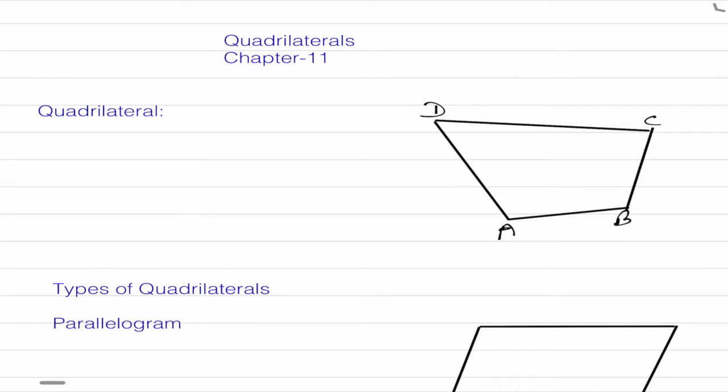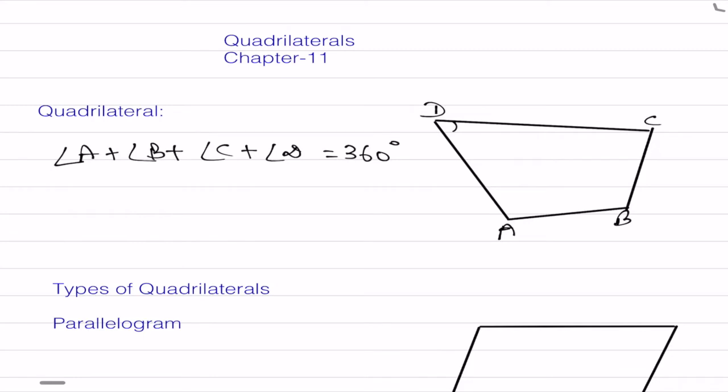Second thing, what is the angle sum property of the quadrilateral? The sum of all the four angles of the quadrilateral is 360 degrees. Just like in a triangle, the sum of all the three angles is 180. In a quadrilateral, the sum of all the four angles is 360.